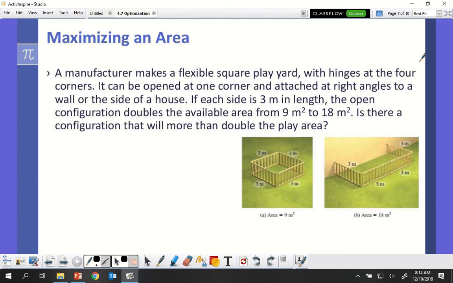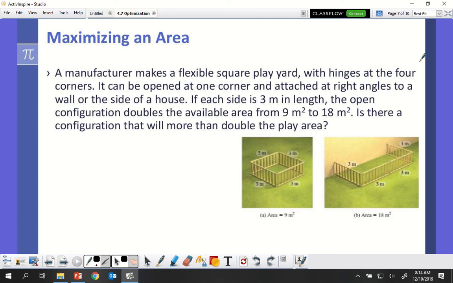So we're going to maximize the area. A manufacturer makes a flexible square play yard with hinges at 4 corners. It can be open at one corner, attached at a right angle to a wall or side of a house. If each side is 3 meters in length, the open configuration doubles the available area from 9 meters squared to 18 meters squared. Is there a configuration that will more than double the play area?